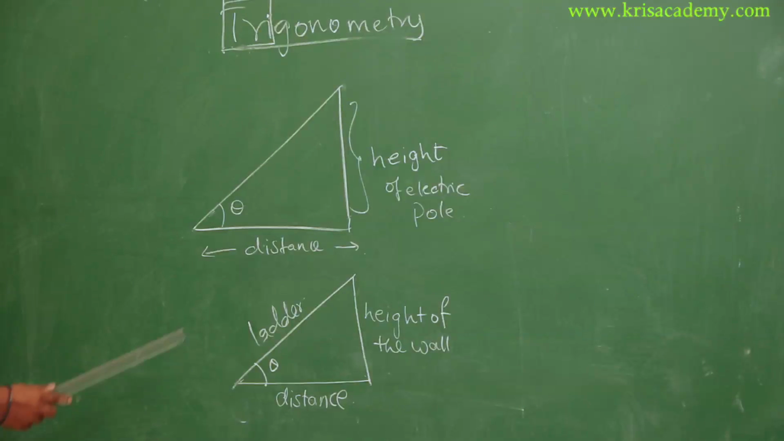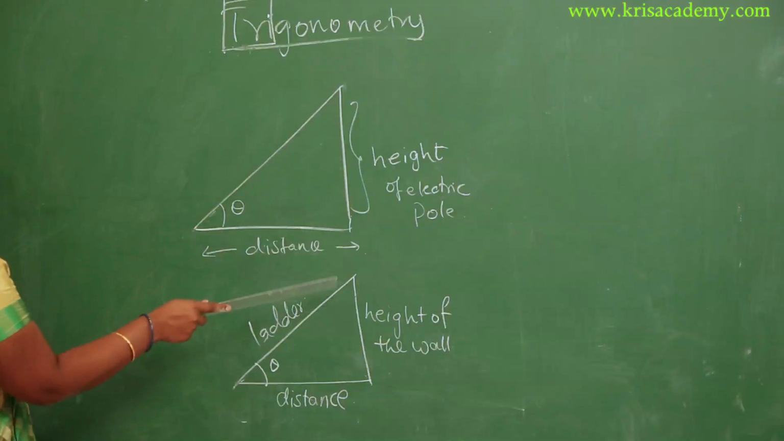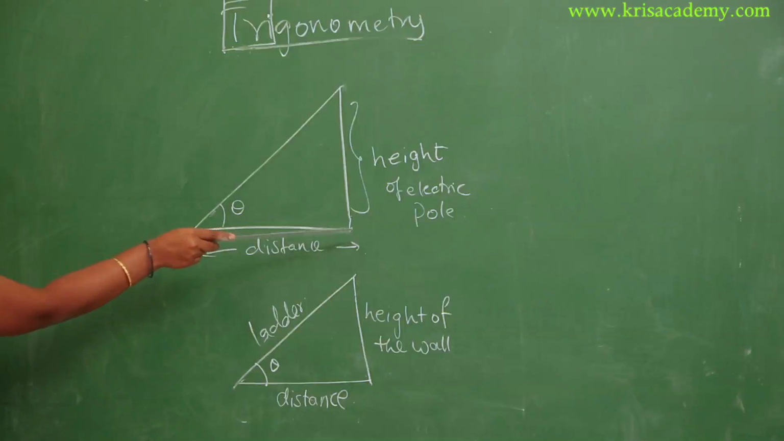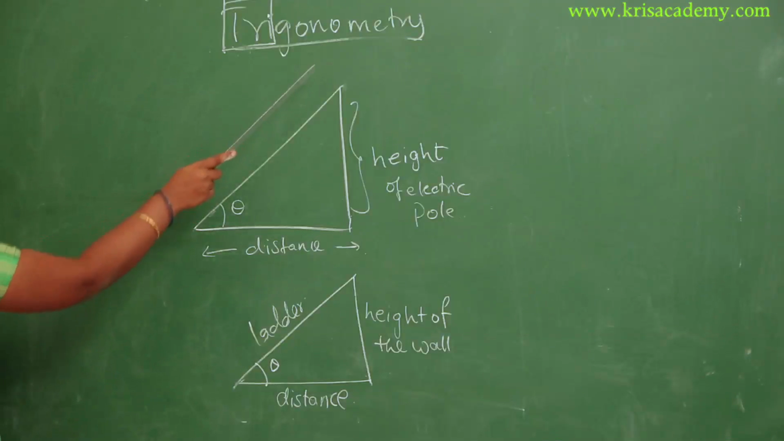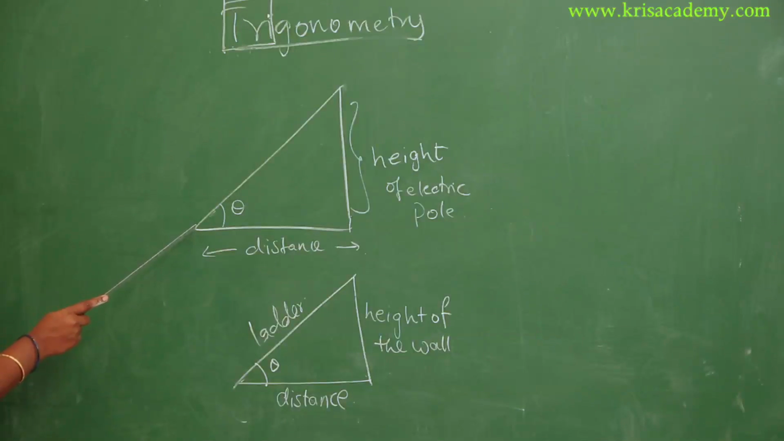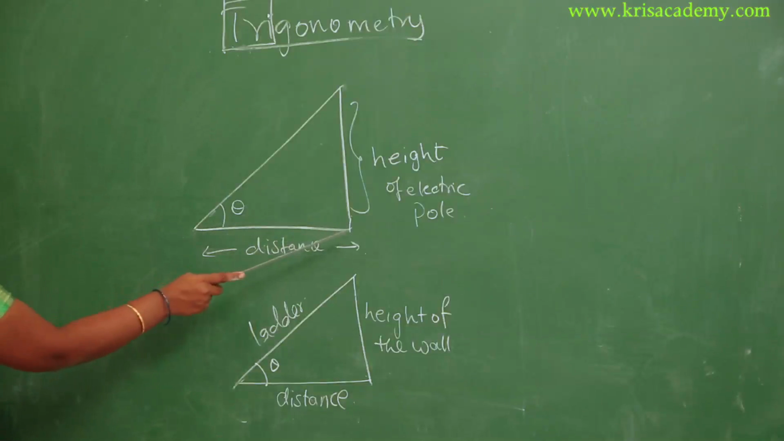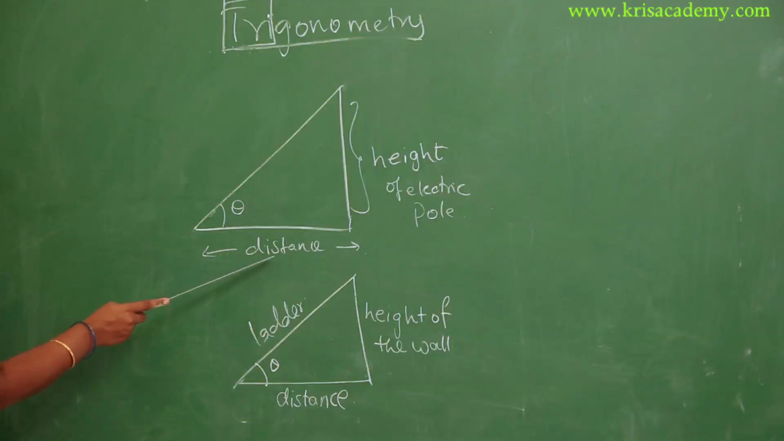So before going to the chapter, now we'll see some daily life examples. The height of an electric pole and the electric wire. The angle made by the electric wire from the ground is theta. The distance between the electric pole and the electric wire is the distance.